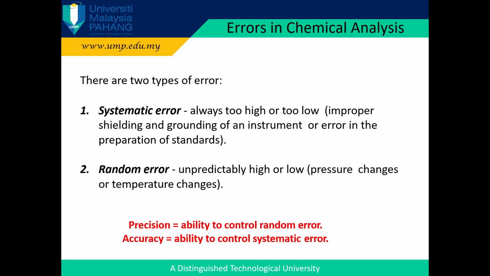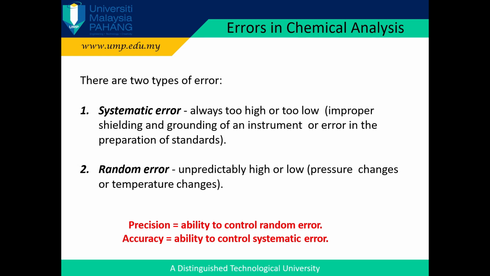Systematic error is always too high or too low. The example of systematic error is improper shielding and grounding of an instrument or error in the preparation of standards. Random errors are those errors which occur irregularly and hence are random with respect to sign and size. This can arise due to random and unpredictable fluctuation in experimental conditions such as unpredictable fluctuation in temperature, voltage supply, mechanical vibration of the experimental setups, and personal errors by the observer taking readings, etc.